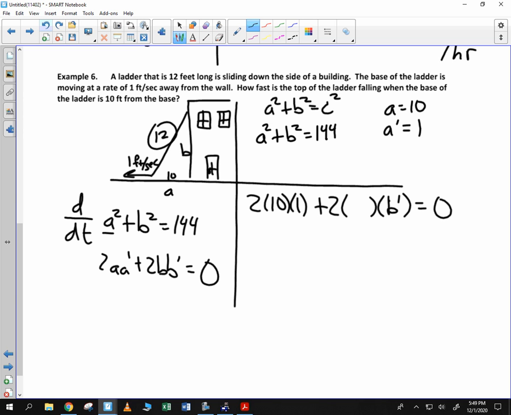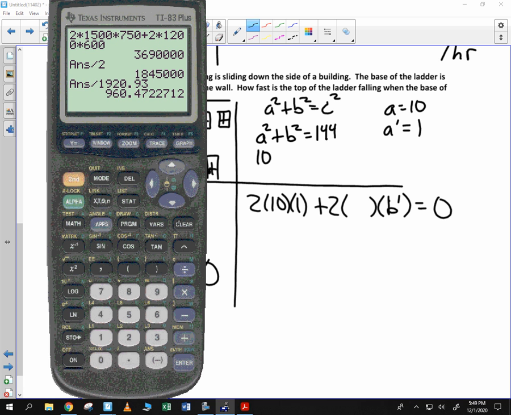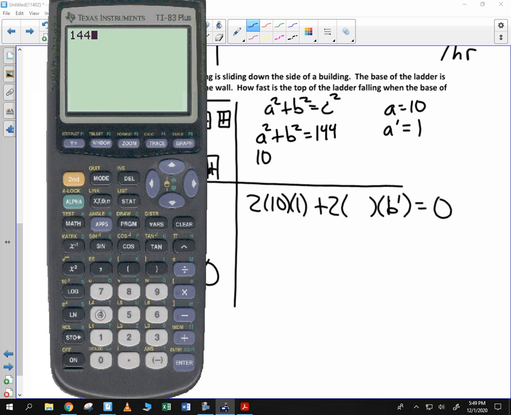So we need to figure out what B is when the bottom is 10. If I have 10 for A, I have to figure out B. So let's plug that in. 144 minus 10 squared, and I get 44. So B is the square root of 44.